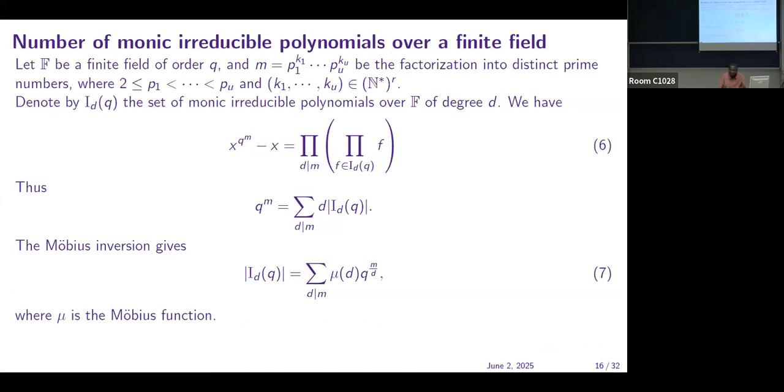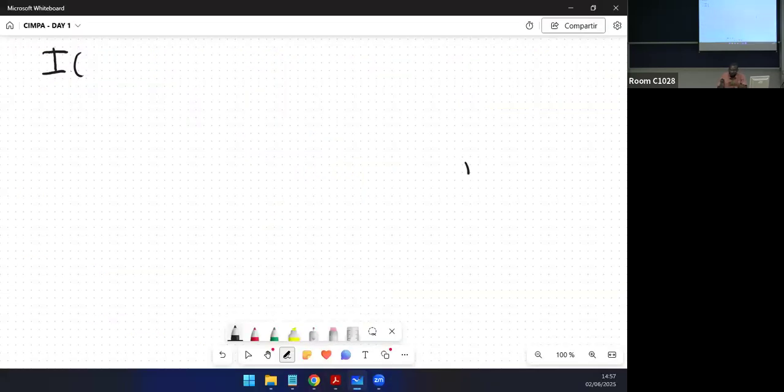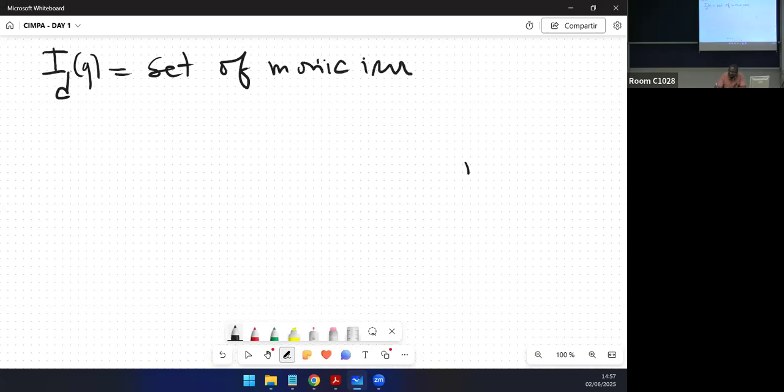Q in this D is the set of monic irreducible polynomials over the finite field.